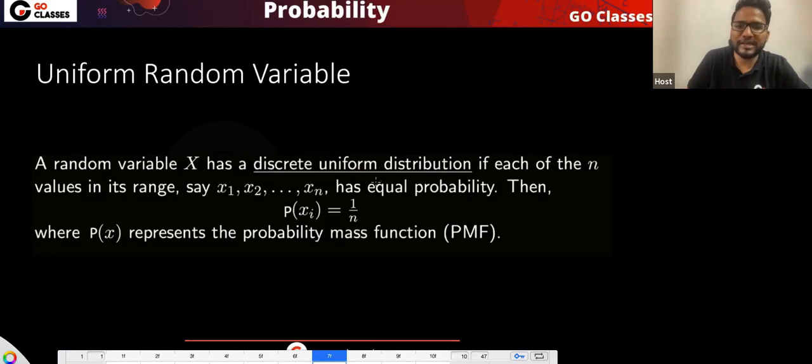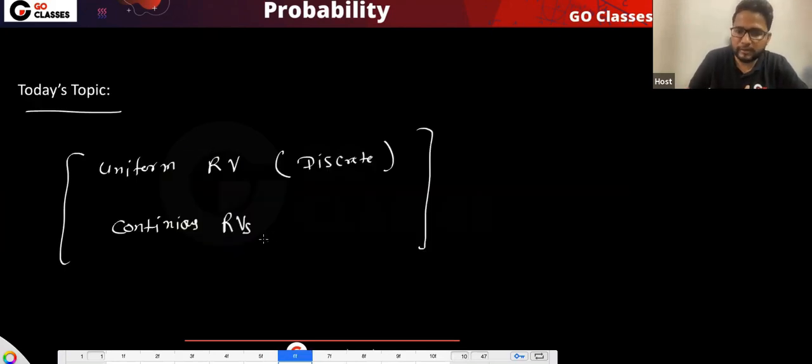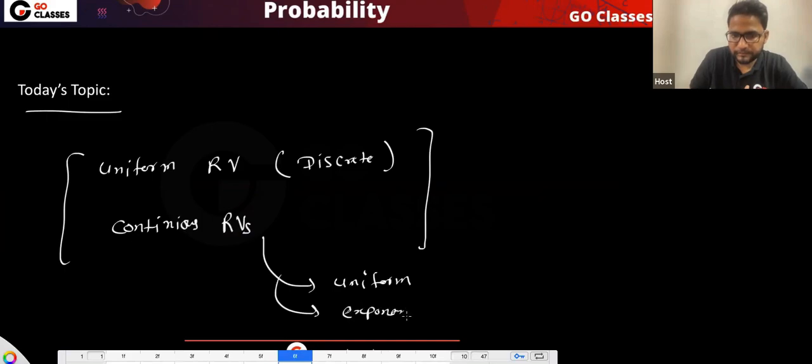We will call it discrete uniform random variable. Uniform random variable is in discrete also, and in continuous also. In continuous random variables, we are going to see a few random variables, and one of them is uniform, exponential, and then we will see normal distribution. For the discrete case, we will call it discrete uniform random variable. For the continuous case, we will call it continuous uniform random variable.